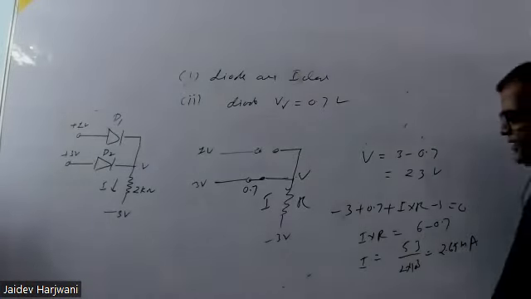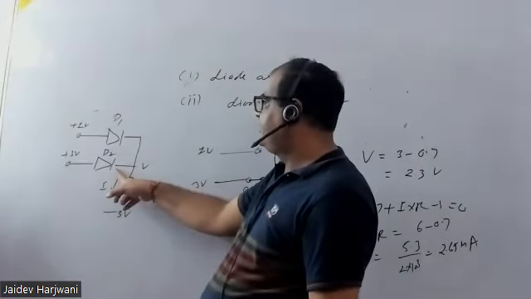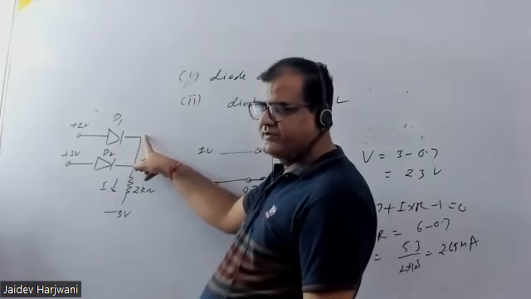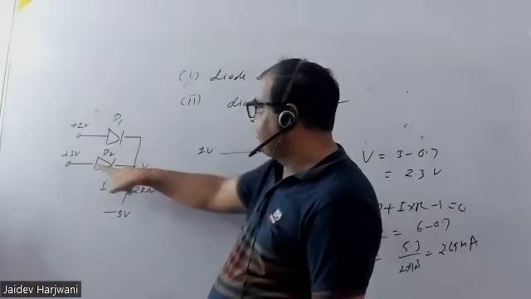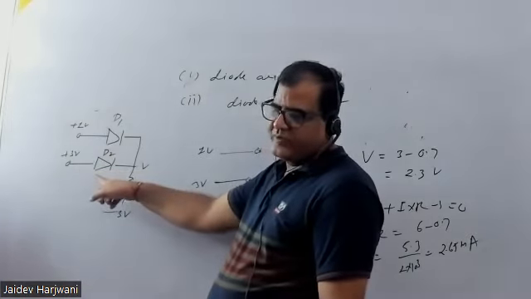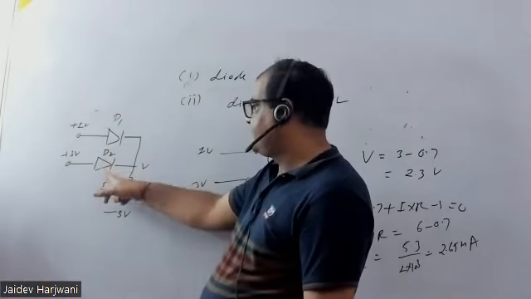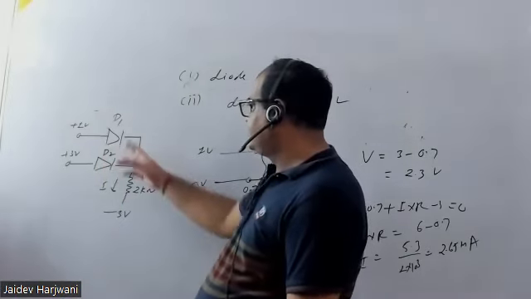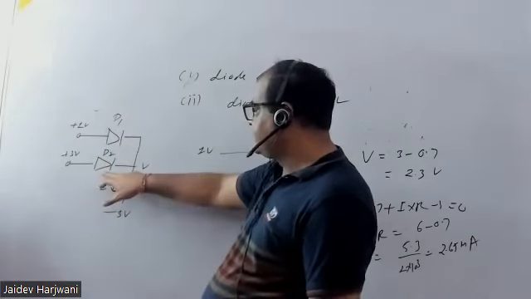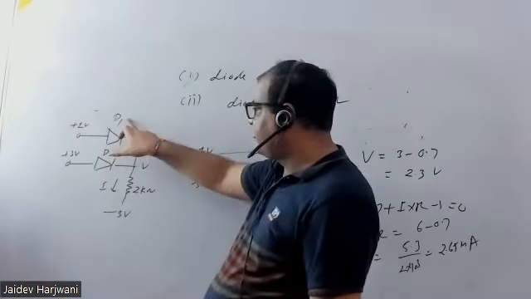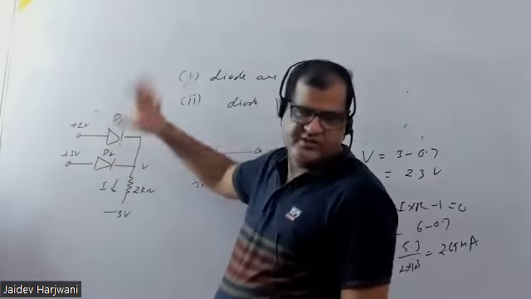Okay, so let us see this question again. If this is conducting and this is off, then this voltage becomes 1 volt. Okay, this voltage becomes 1 volt. This is 1 and this is 3. Now this cannot be off. Okay, so this is also on. So that assumption is wrong, that this is off and this is on. Okay, second case, I say this is on and this is off. If this is on, this voltage is 3 volt and this is 1 volt. This is off. So this assumption is correct.